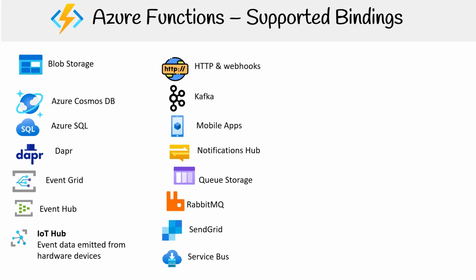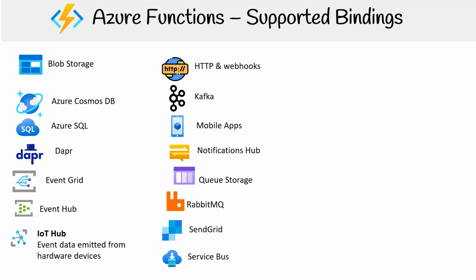HTTP and webhooks facilitate real-time data interaction, while Kafka processes streamed data. Mobile Apps helps in mobile development, and Notification Hubs are for push notifications. Queue Storage, RabbitMQ, a messaging broker, and Service Bus ensure seamless data transfer and messaging.